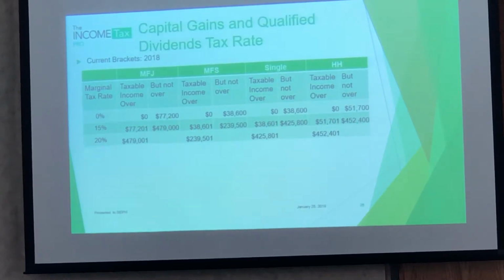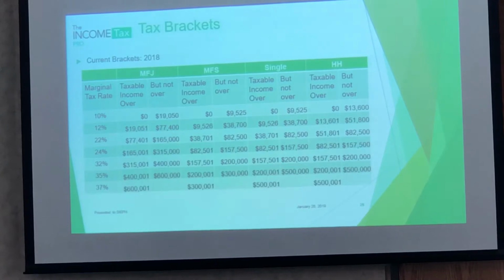Is this bracket the same as last year? No, they changed it. The number of brackets is the same, and the top one is still the same, but some of these in the middle have changed. We didn't have a 12 before, I don't think, and there was a 35 before. And the dollars have moved a bit higher.